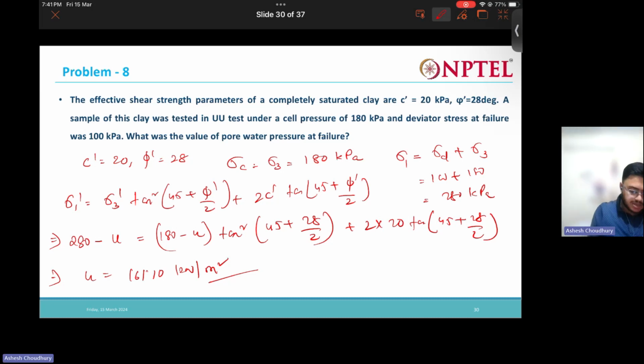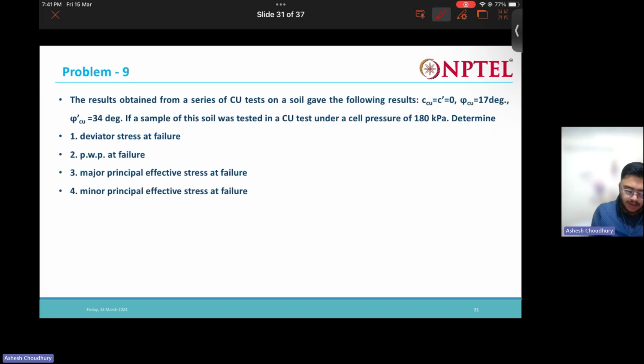Now let us go to the next one. That is also similar. The results obtained from a series of CU tests on a soil give the following results: C_CU is 0, C prime is 0, phi_CU is equal to 17 degrees, and phi dash effective is 32 degrees. If the soil sample was tested under a cell pressure of 180, determine the deviator stress at failure, pore water pressure at failure, and the major and minor principal effective stresses. Okay. So one by one, let us find.